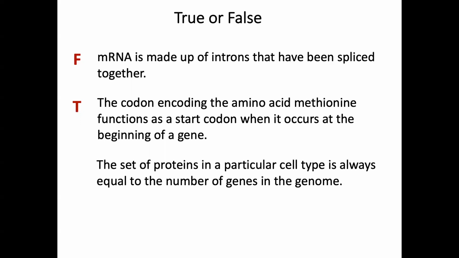The third one: the set of proteins in a particular cell type is always equal to the number of genes in the genome. True or false? We talked about this in the last lecture. The answer is false. The set of proteins is always larger than the number of genes. Why is that? We learned that alternative splicing and post-translational modification both contribute to it, right?